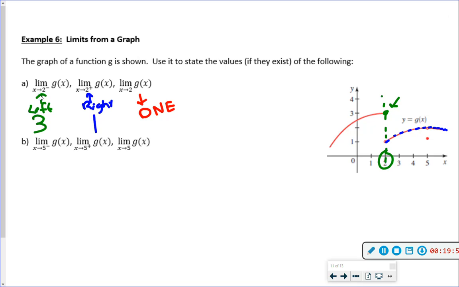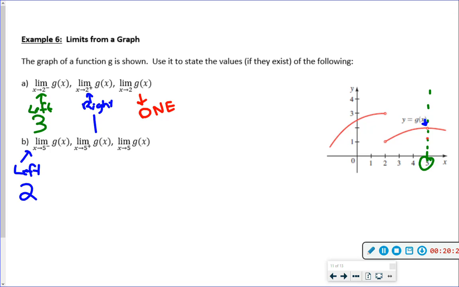Okay, let me erase all my drawing here because we're switching now to 5. Same deal, focusing on the 5 here. From the left, that's the negative, of course, left. As I approach from the left, what would you say y is? I get close to 5, y is close to 2, right?